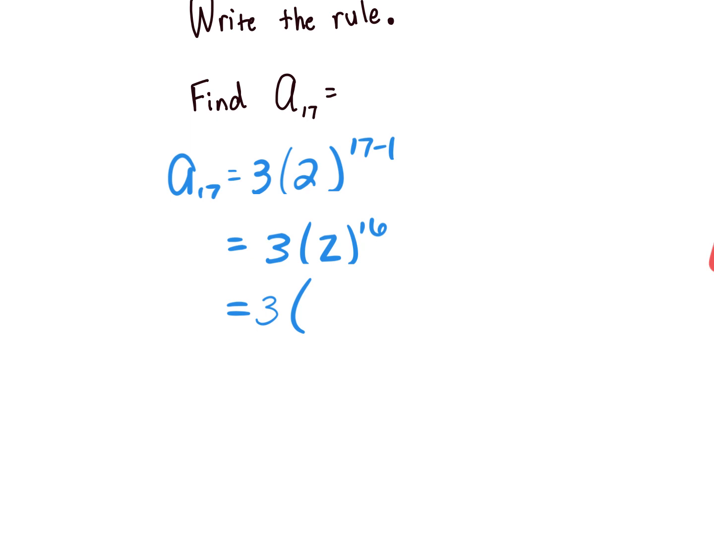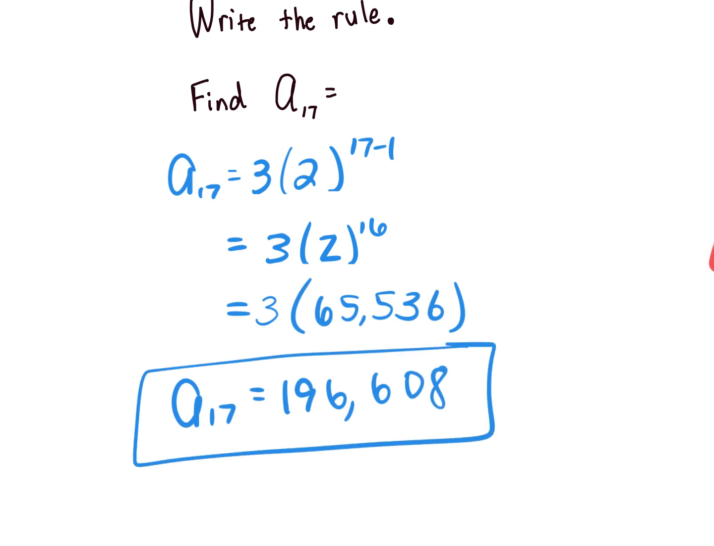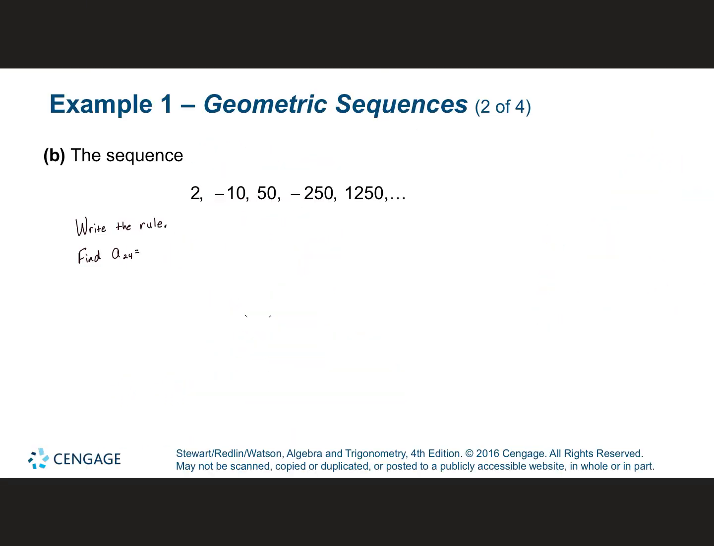What's 2 to the 16th? 65,536. Okay. And then multiply that by 3 for me. 196,608. Okay. So the 17th term for this geometric sequence is 196,608. Does anybody have any questions about how we just did that? All right, let's go to the next.